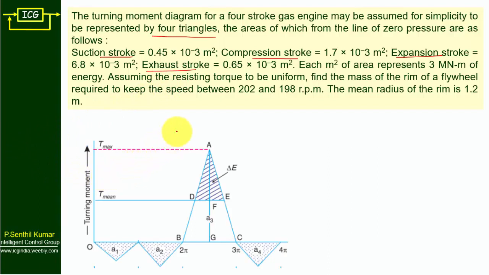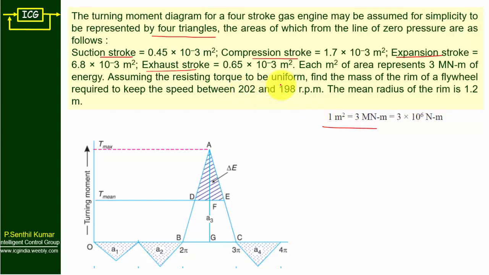Again, in the question itself, the representation is given as four triangles. So three bottom triangles, one upward triangle. Here, this upward triangle represents the expansion stroke. Each meter squared of area represents 3 mega Newton meter. So this is the scale factor: 1 meter squared on this diagram equals 3 mega Newton meter, so 3 into 10 power 6 Newton meter.